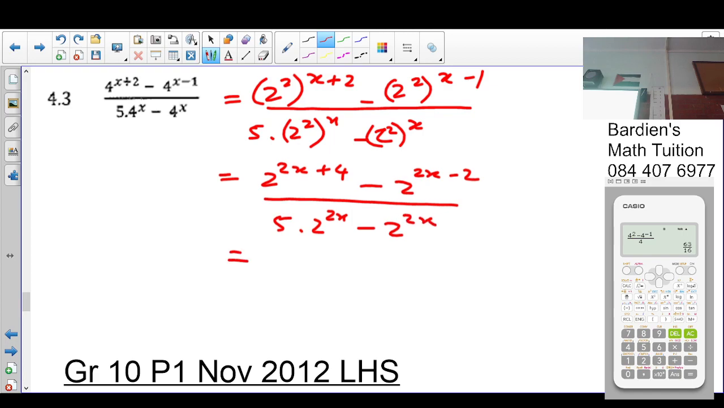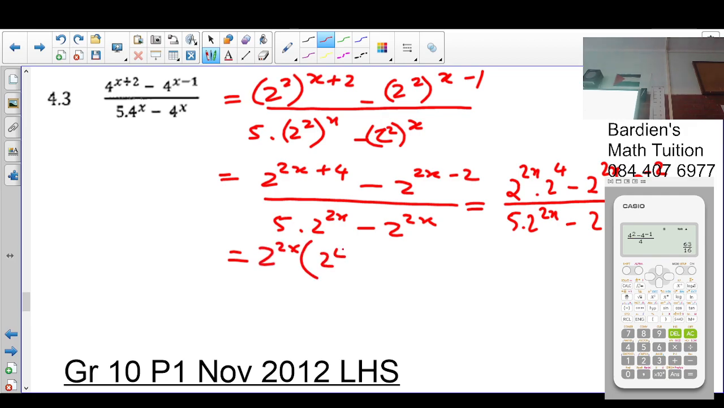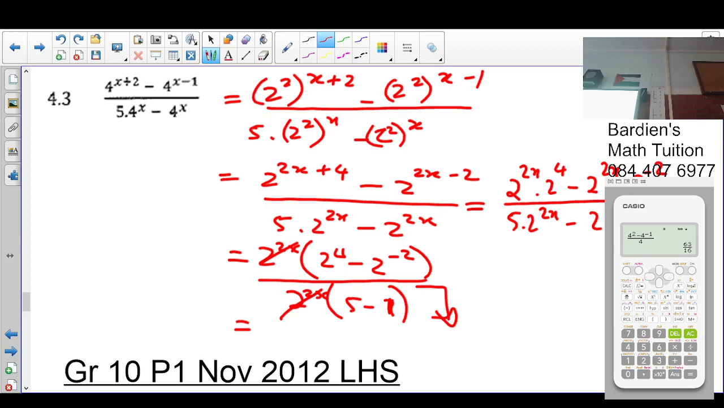We break this up, in fact, we break this up here. So that would simply be 2 to the 2x times 2 to the 4 minus 2 to the 2x times 2 to the minus 2 over 5 times 2 to the 2x minus 2 to the 2x. What is common in the numerator? 2 to the 2x. Then left with 2 to the 4 minus 2 to the minus 2 over 2 to the 2x into 5 minus 1. Cancel. And that now goes back into what we initially had. Okay. Anything else?